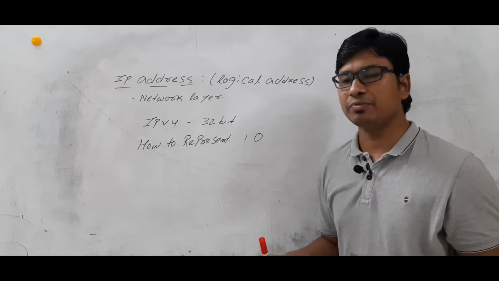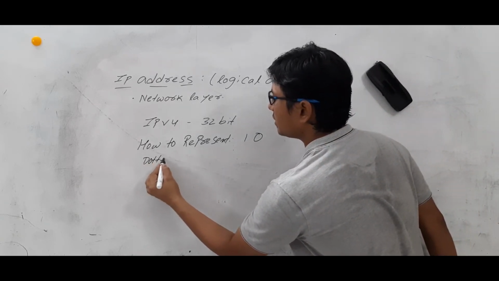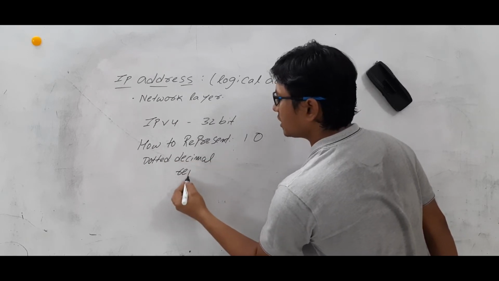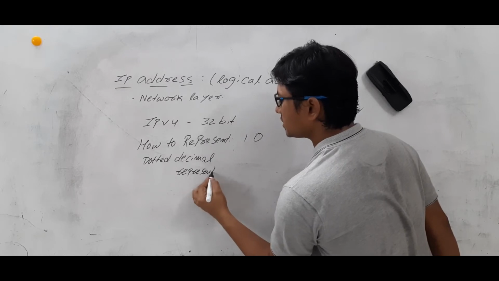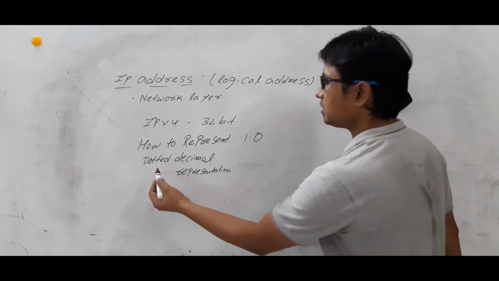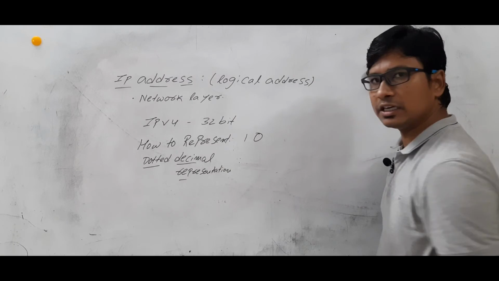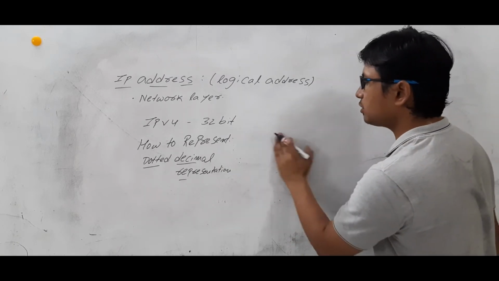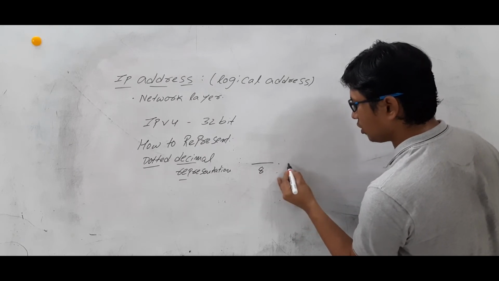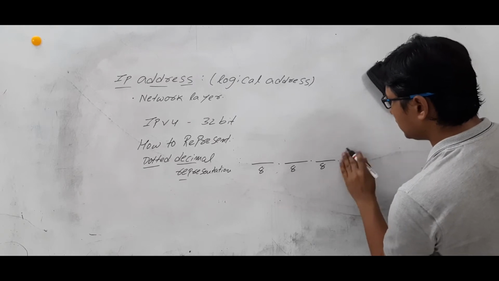But the better way of representation is what we call dotted decimal representation. What is meant by this dotted decimal representation, I will discuss now. An IP address is usually represented using dotted decimal representation. As it is 32 bits, we can divide it into 4 octets. The meaning is 8 bits dot 8 bits dot 8 bits dot 8 bits.